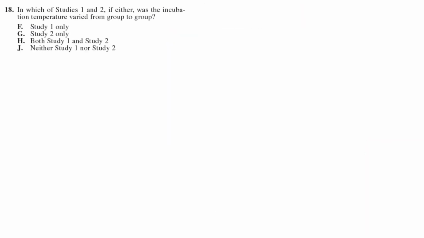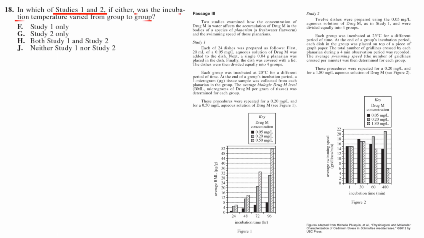Number 18, in which of studies 1 and 2, if either, was the incubation temperature varied from group to group? So again, we're looking at the studies comparing in their entirety. So in study 1, we see the incubation temperature was held at 20, and in study 2 at 25. We discussed this in our read through. So for each group in study 1, it's all at 20, and each group in study 2, it's all at 25. So neither study varied from group to group. So your answer is J.